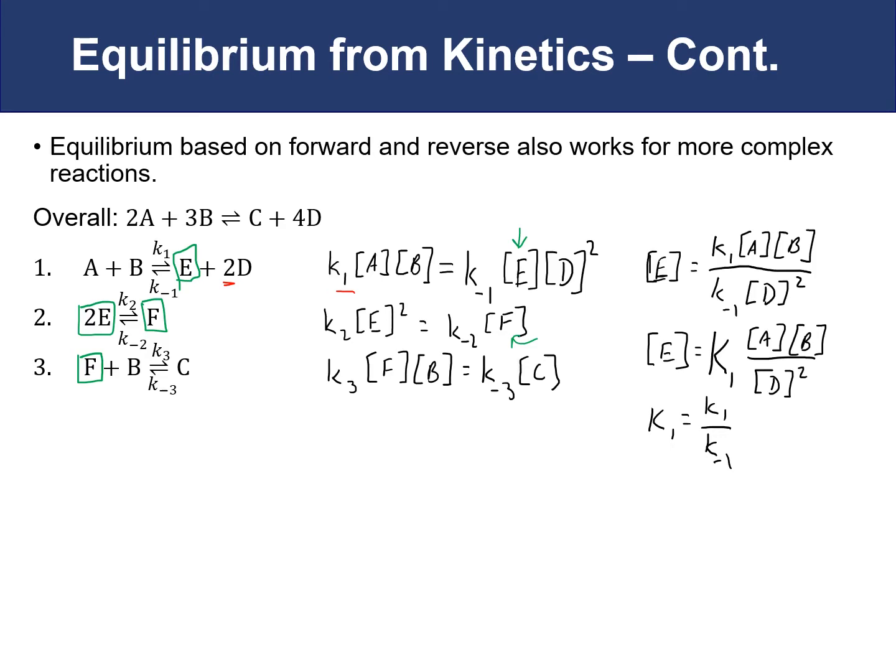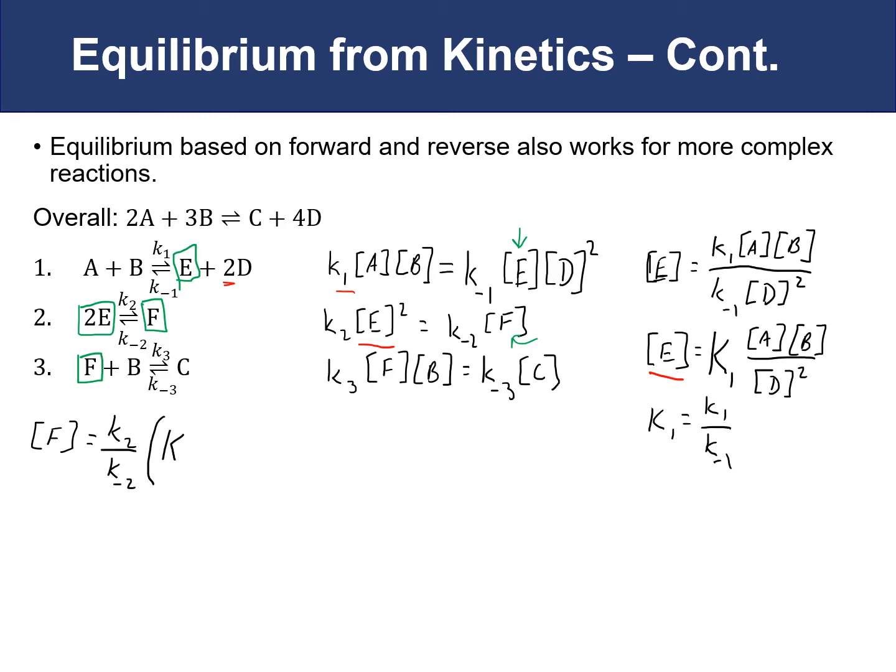Okay, so we have a way of expressing E in terms of reactants and products. We need to be able to do the same thing with F. So we can take reaction number 2 and rearrange this. We can replace our value of E here with what we just came up with for re-expressing E. That would give us the concentration of F is equal to little k2 over little k minus 2 times E squared. So that would be the entire thing that we just came up with.